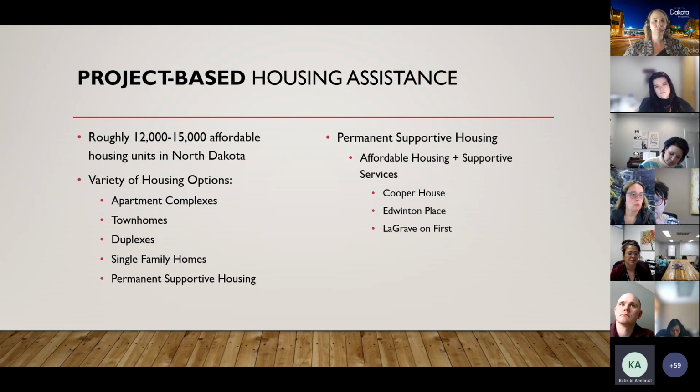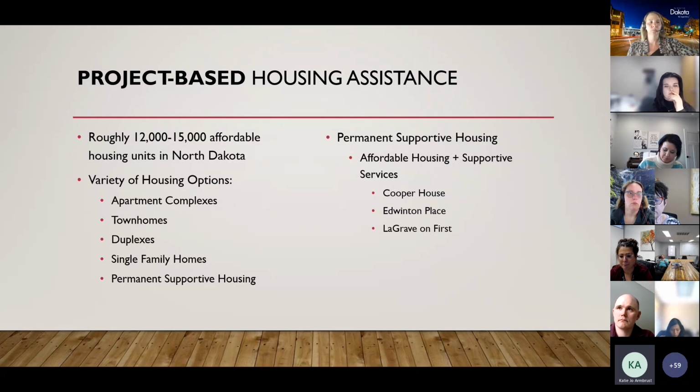So at LaGrave on First and such, we use housing first, meaning that we've essentially removed any of the other barriers other than income eligibility, and then the two federal requirements: producing meth in a federally assisted unit or being a lifetime registered sex offender. Outside of those, as long as you are eligible income-wise, you move into our unit.